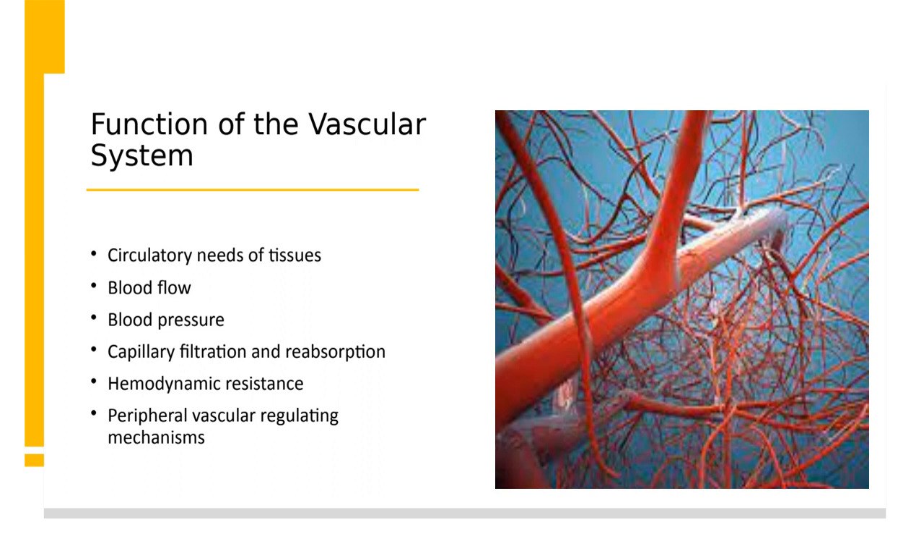Okay. All of this is going to tie hand in hand. So the main thing that we're learning about is coronary artery disease and how it's affecting the vessels. So the function of the vascular system includes supplying the circulatory needs of tissue, maintaining blood volume and pressure, providing capillary filtration, reabsorption, hemodynamic resistance, and peripheral vascular regulating mechanisms.